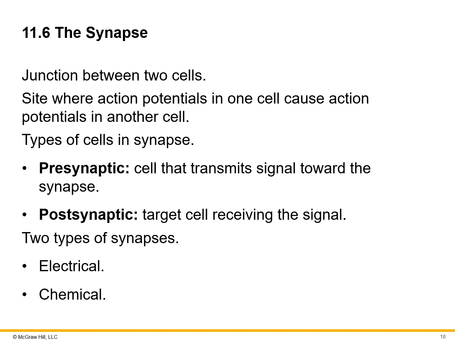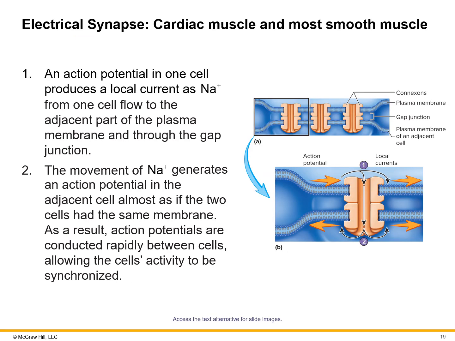All right, now once the action potential reaches that axon terminal, we get close to that synapse, which is the junction between two cells. This is where the action potential in one cell causes some type of action in another. There are two sides to a synapse: the presynaptic, which is the one transmitting the signal, and the postsynaptic, which is the one receiving the signal. And we have electrical synapses and chemical synapses. We'll mainly focus on the chemical.